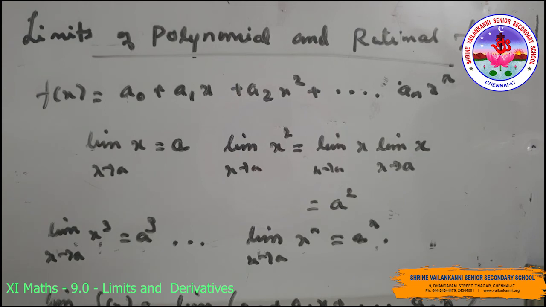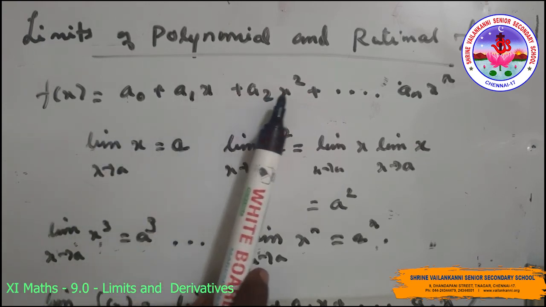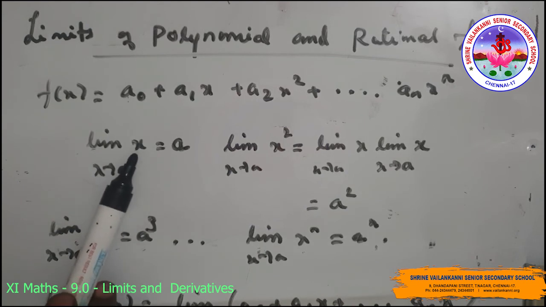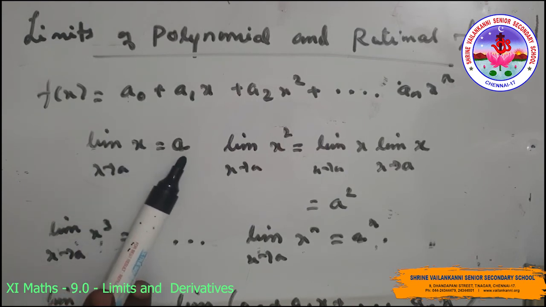We illustrate how to exploit this theorem to evaluate limits of special types of functions. So, limits of polynomials and rational functions. A function f is said to be a polynomial function if f of x is the zero function, or if f of x equals a0 plus a1x plus a2x square, etc., an x power n, where the ai are real numbers such that an is not equal to 0 for some natural number n. We know that limit x tends to a of x is equal to a.